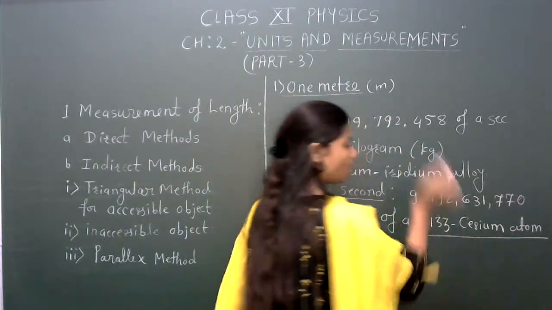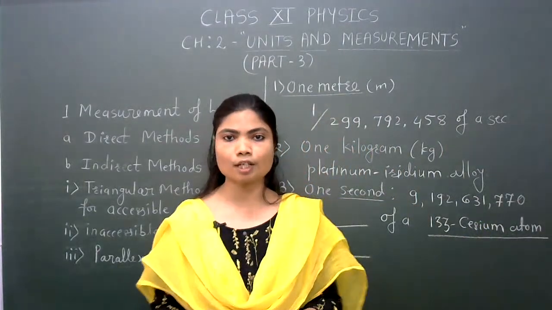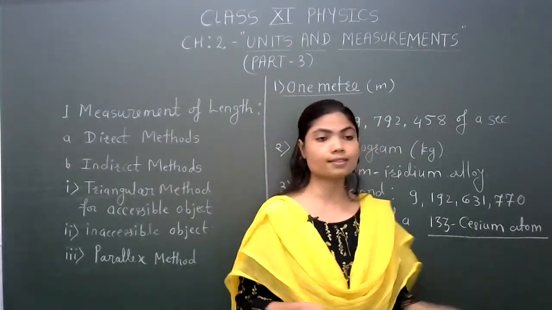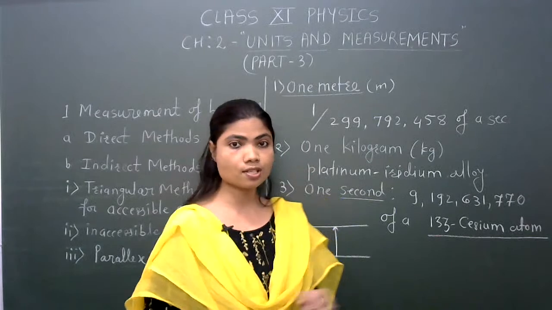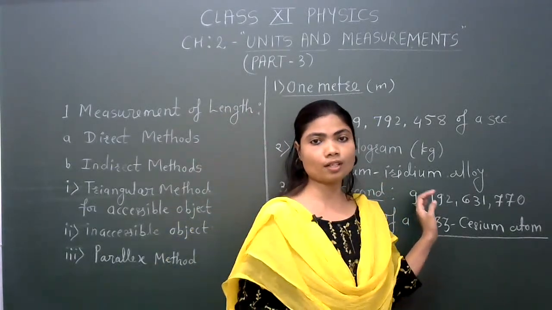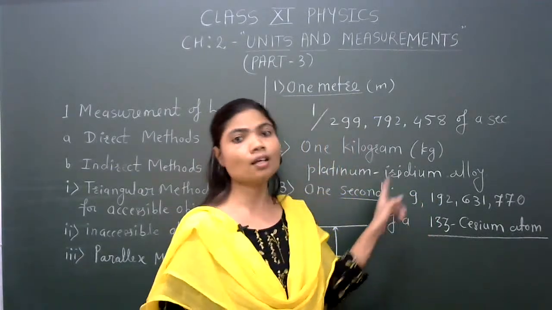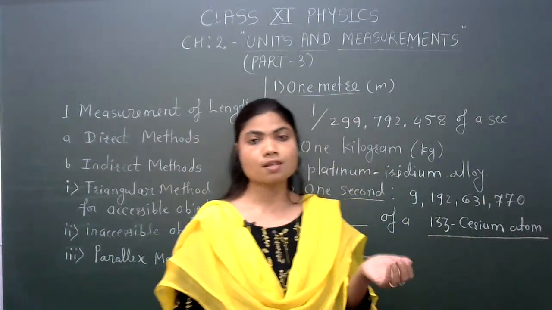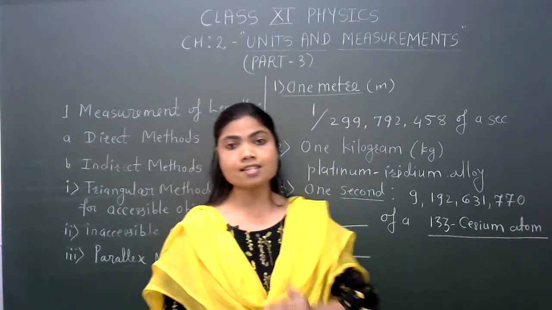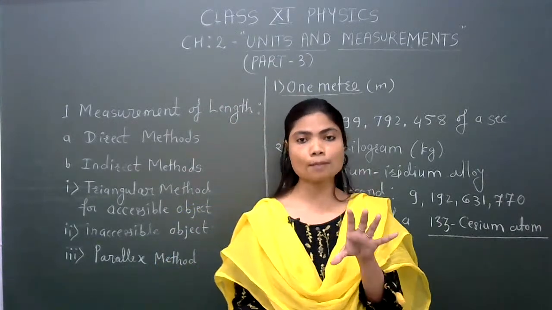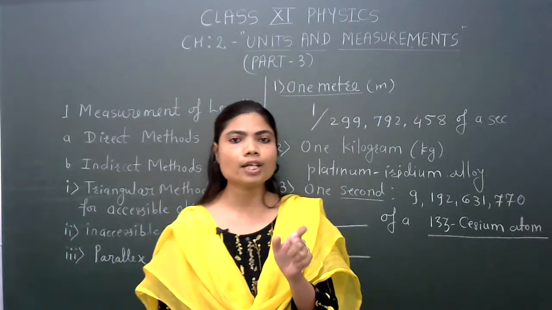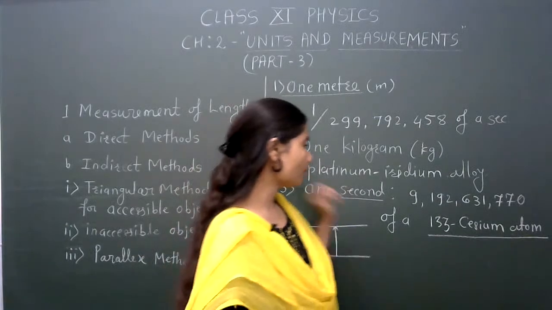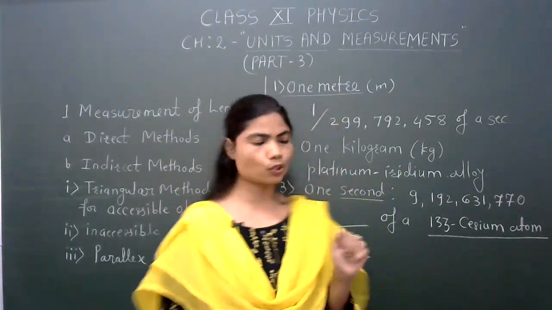The question might be asked, right? How do we measure the time? We are measuring the time by the vibration of the 133 cesium atom, and how much those vibrations are. The period of vibration of the radiation is equivalent to 9,192,631,770 times, which corresponds to the transition of two hyperfine lines of a ground state of the 133 cesium atom. So we have to remember these three definitions.